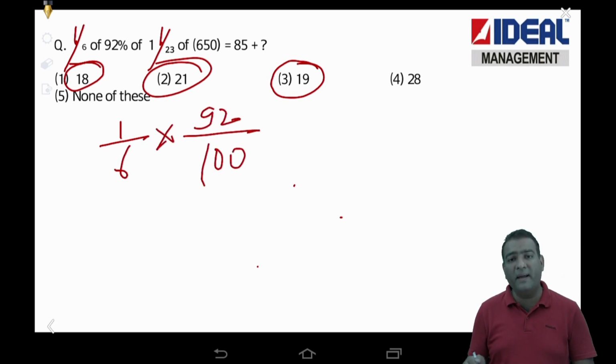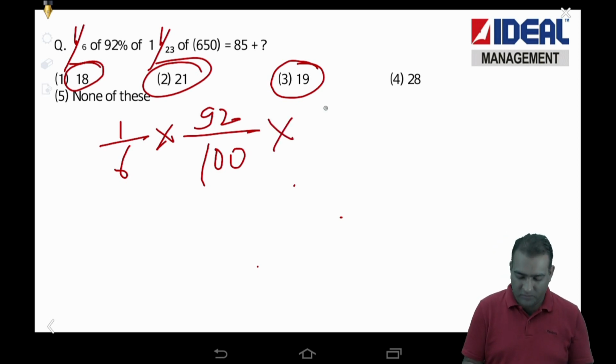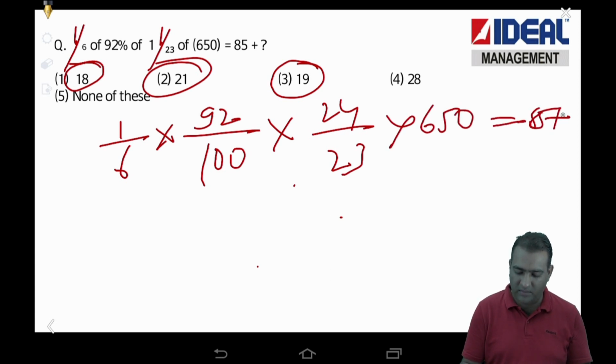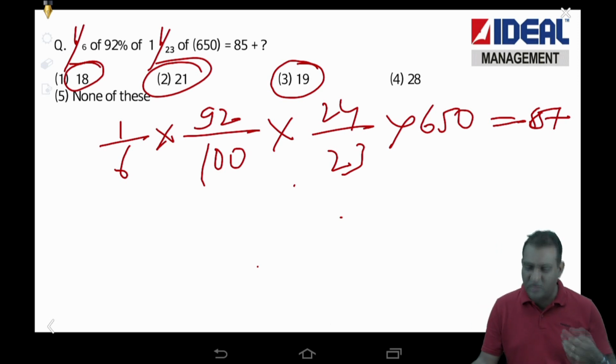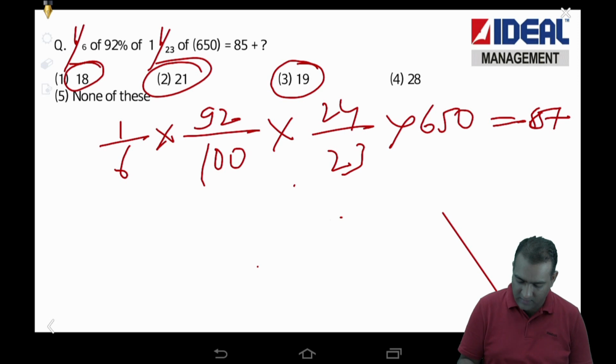Now, this 1 by 23 I would have taken as only one, but no, here I will have to take it fully, भाई. My options are very close. थोड़ा भी इधर उधर हुआ तो आंसर गया. So it becomes 24 by 23 into 650 is equal to 85 plus something. Now solve it. There's no other option which I can see here. Right? So if you want, yes, solve it.